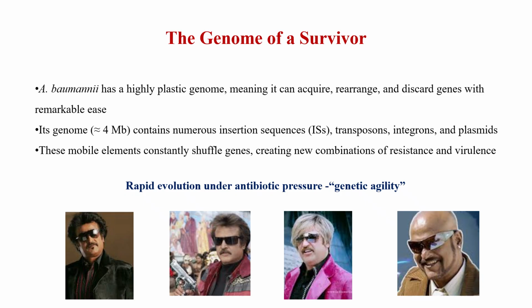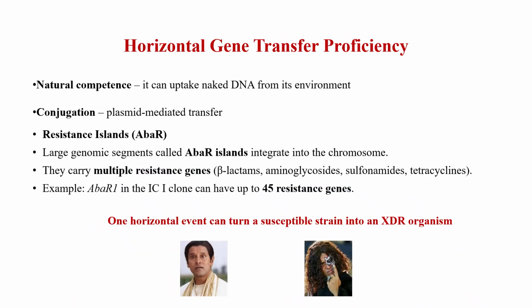So basically, you can see there is a rapid evolution of Acinetobacter under antibiotic pressure. This genome keeps on changing. These mobile elements constantly shuffle. They create new combinations of resistance as well as virulence. So Acinetobacter keeps on changing within the host. And sometimes when you first isolate Acinetobacter, you might see that it is susceptible to many of the antibiotics. But Acinetobacter wants to survive so much that it will even take up naked DNA from the environment.